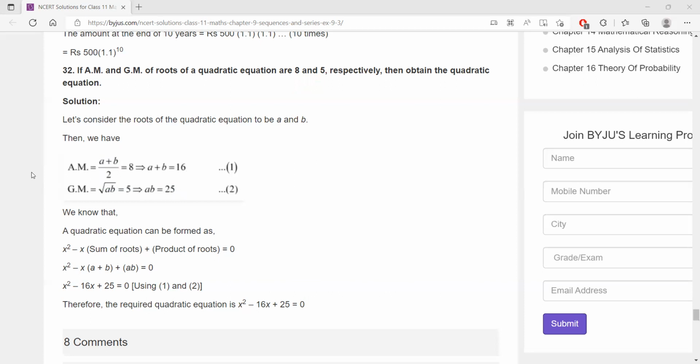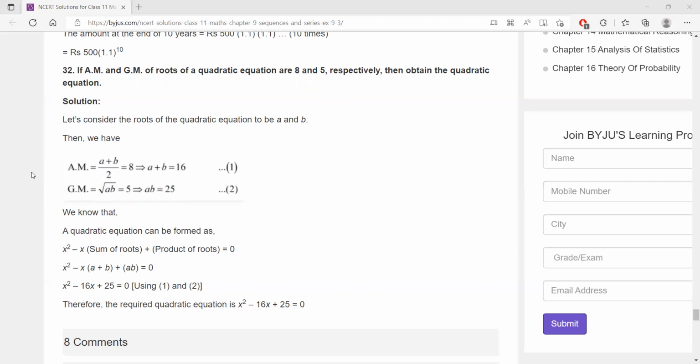And for the geometric mean, we do have a formula as well, which is the square root of ab. So the square root of ab is equal to 5. In order to remove the square root, we are just squaring both sides. So ab is equal to 25.